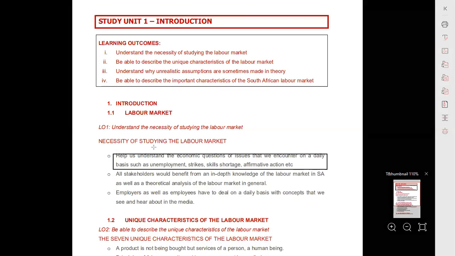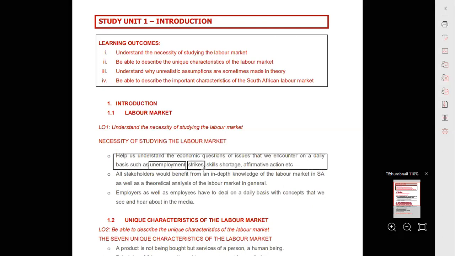It could revolve around unemployment. It could revolve around industrial action, which is a strike. It could emanate from skills shortages. It could emanate from affirmative action. So we need to deal with these issues because they are day-to-day circumstances that we face. Is it making sense?